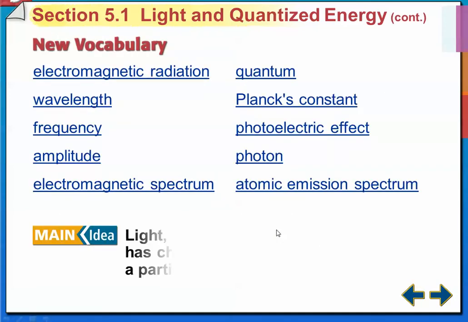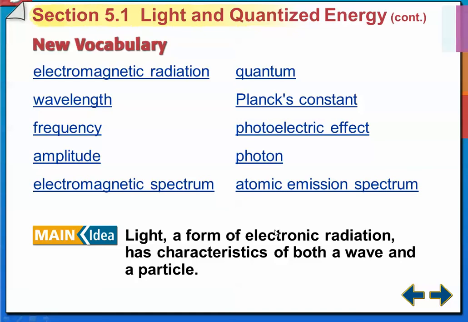Okay, so we're going to go over all this vocab, and the main idea is that light is a form of electronic radiation and has characteristics of both a wave and a particle. As you're taking notes on this, remember that you can stop and pause the video anytime you want.